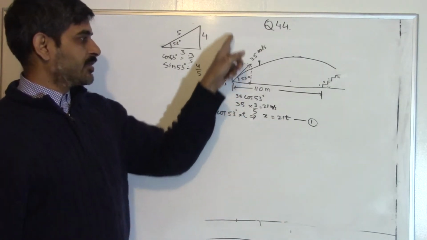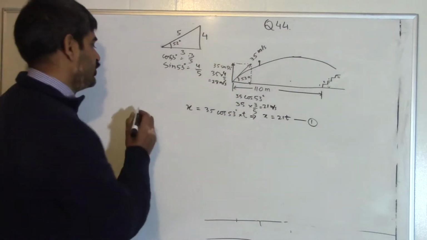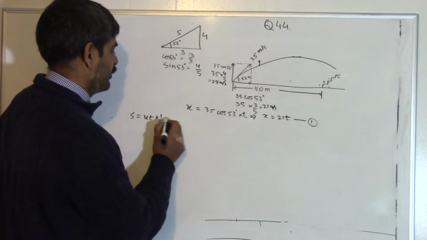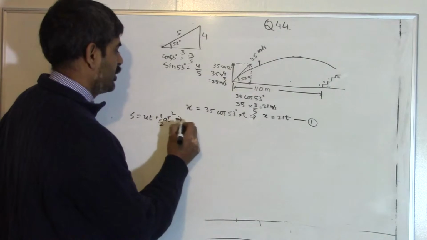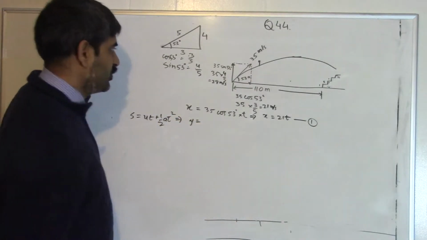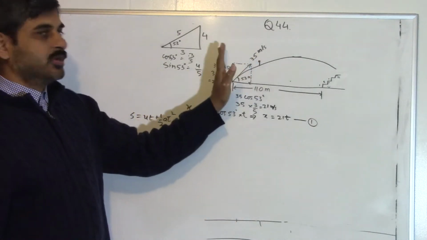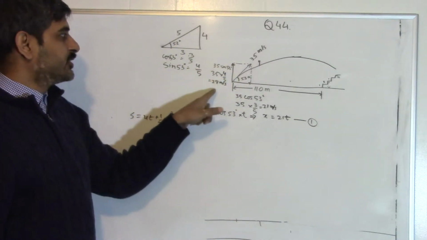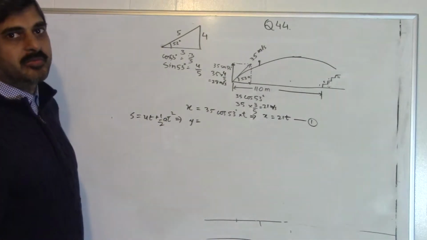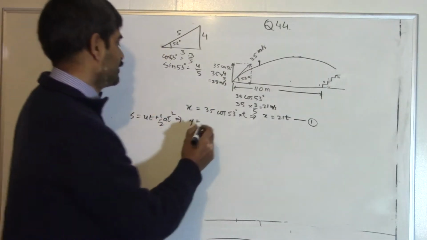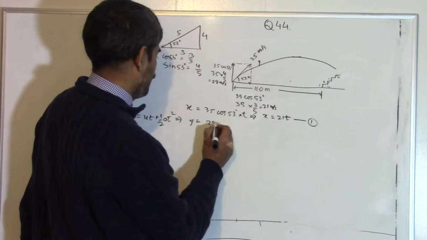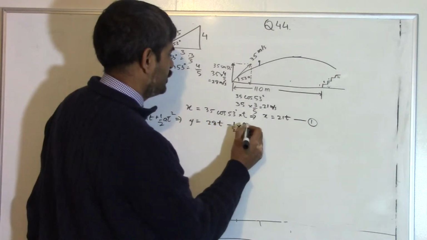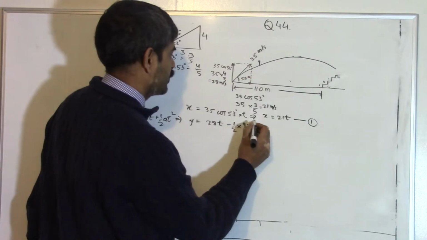In the same way, we can write an equation in the y direction using the formula s equal to ut plus half a t square. That will give y is equal to u sin theta, which is 35 sin 53 degree or 28 meter per second. This is our vertical velocity. I will directly write it as 28t minus half into g multiplied by t square.